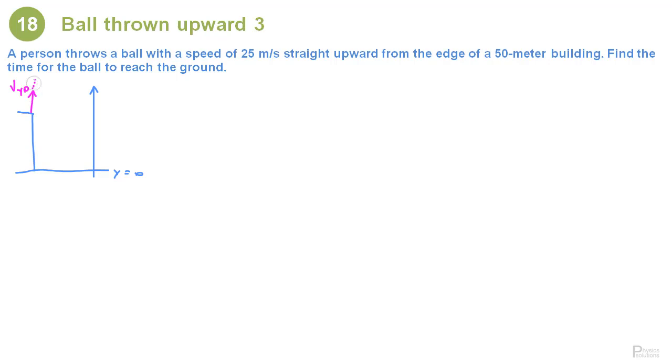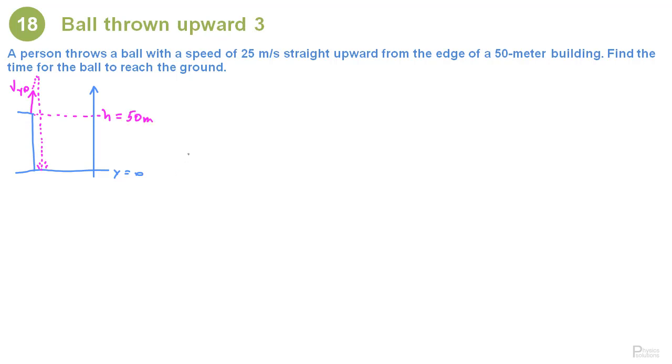The ball will go up, will reach the max point, and then will come down. So we have seen this before. And then we'll hit the ground some time t later. And this is exactly the time that we're being asked to find. The building has a height that we call h, and we know this is 50 meters.